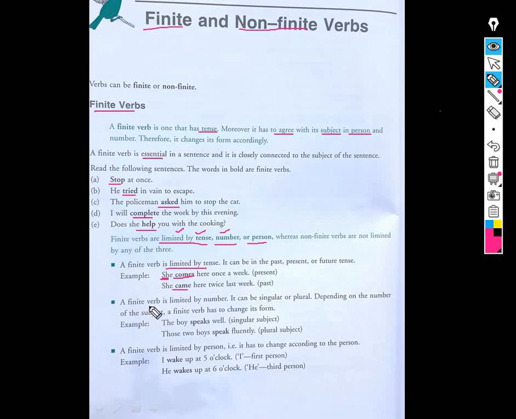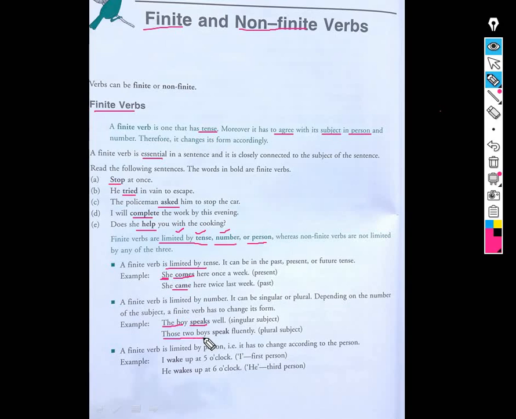Okay. A finite verb is limited by number. It can be singular or plural, depending on the number of the subject. A finite verb has to change its form, as I have discussed here in this example. Okay, this is repetition. The boy, this is the subject, and its number is singular, right? It is singular, boy, one boy. The verb will be speaks, present indefinite tense. We add s or es when the subject is third person singular. Okay, speaks. Now you have changed the number.